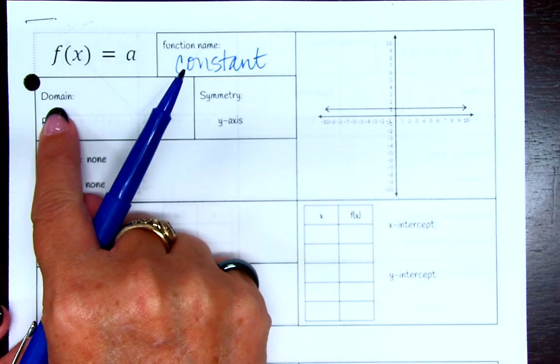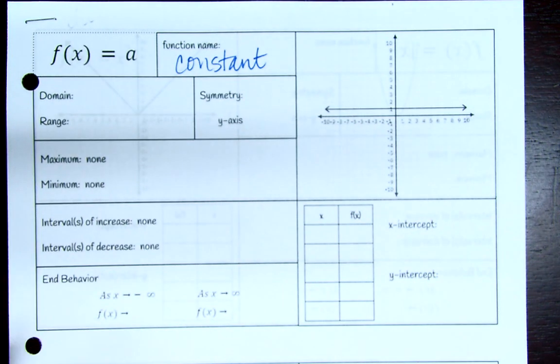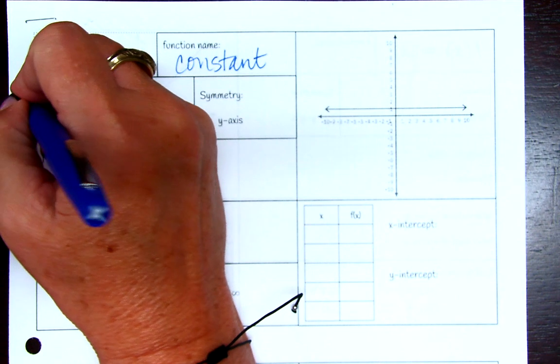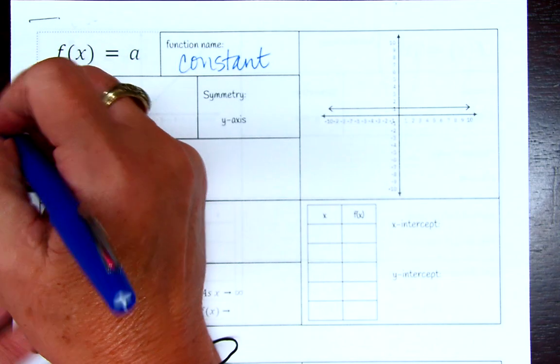So first of all, we need to talk about the domain and the range. Have you ever heard of domain and range before? What do you know about the domain? It's how far it goes, like on the x-axis. It's the x's, right? So we're going to label that right over here. That's the x's. What do you know about the range? The y. It's the y's, okay?